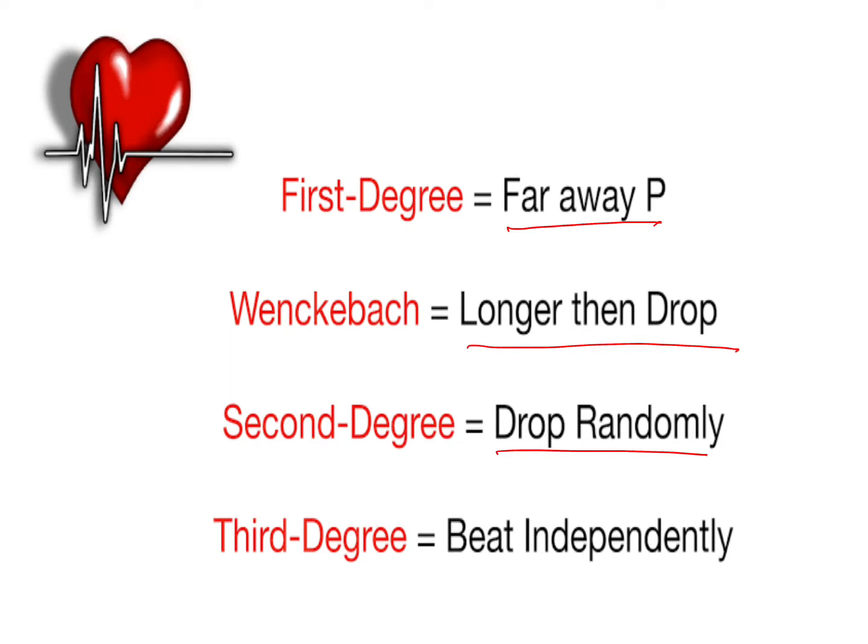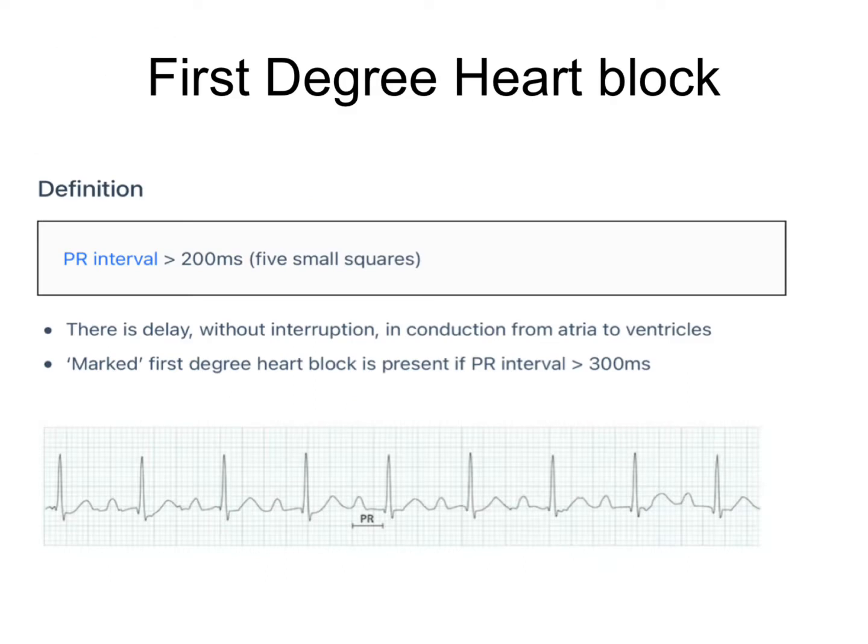I will just discuss the various degrees of heart block, and you will find it easy to remember by remembering these poems. The first degree heart block is usually defined when the PR interval is more than 200 milliseconds, or we can say more than 5 small squares. As we know, this is the P wave, then this is small q, R, S, and T. From the beginning of the P wave to the start of the QRS complex, this is called the PR interval.